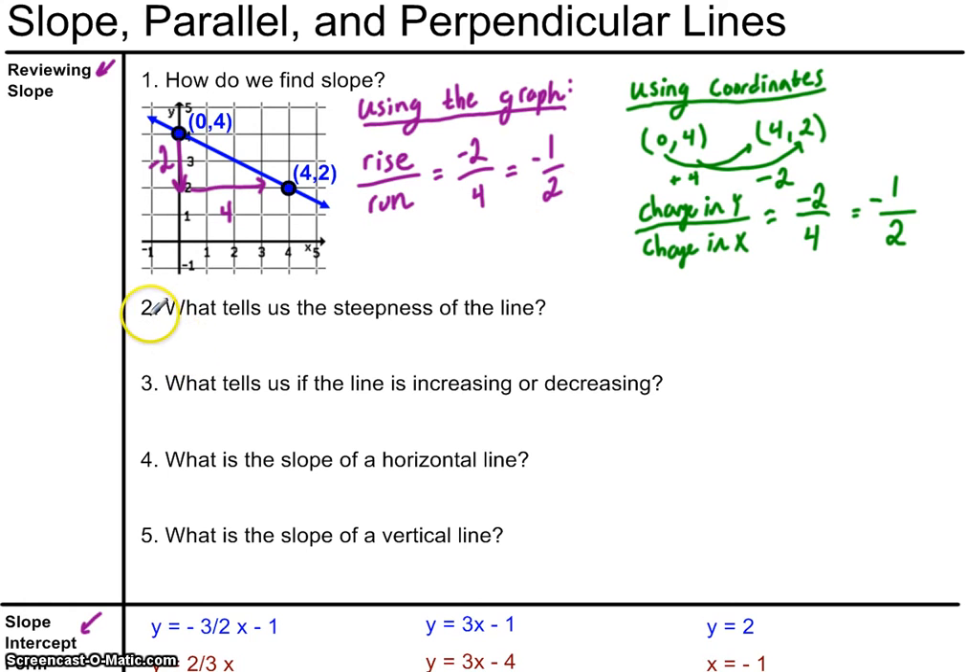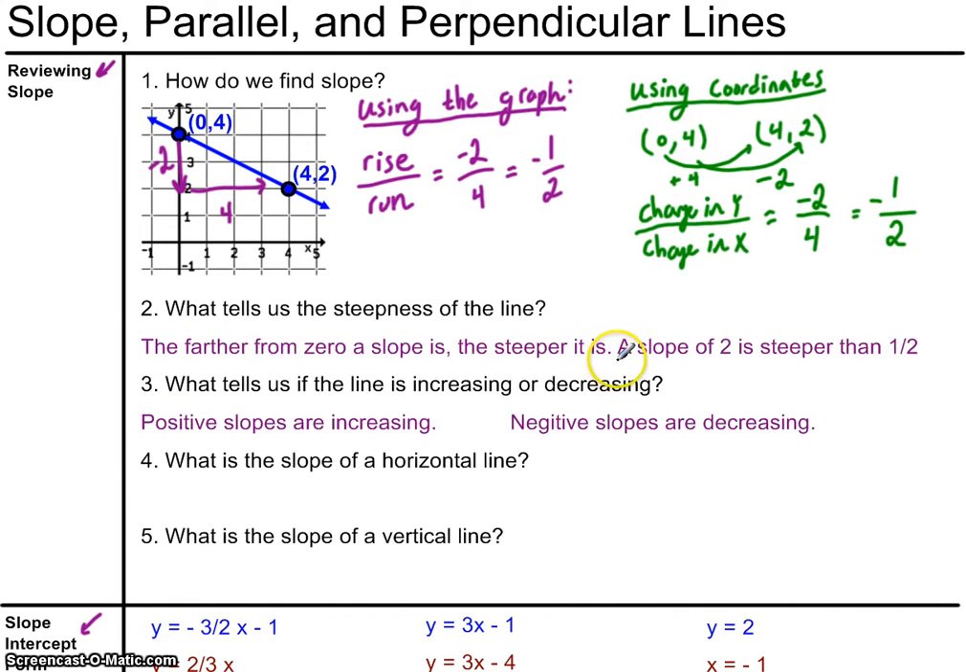Next, I'd like you to take a look at questions 2 and 3. Pause the video now and try and write an answer to those yourself. The answers will be coming up in 3, 2, 1. In number 2, we know that the farther from 0 a slope is, the steeper it is. So a slope of 2 is greater than a slope of 1/2. And we know the slope of 2, or 2 over 1, is up 2 over 1. So that's a pretty steep slope. Whereas 1/2 is up 1 and over 2, which is a more shallow, less steep slope. So again, the greater the number, or the farther from 0 it is, the steeper it will be.